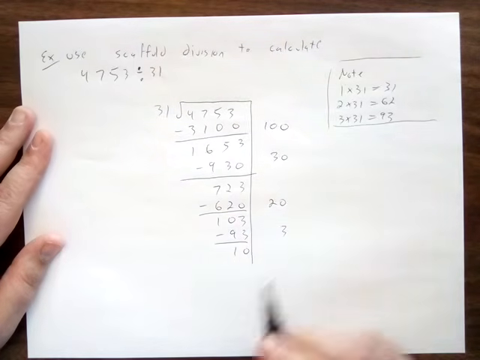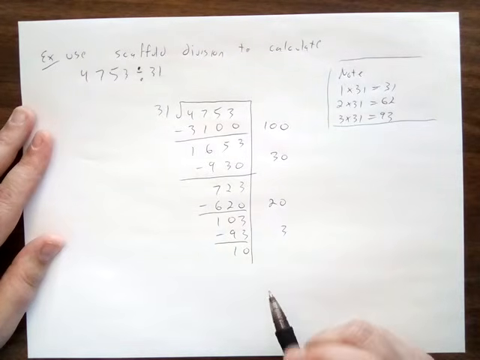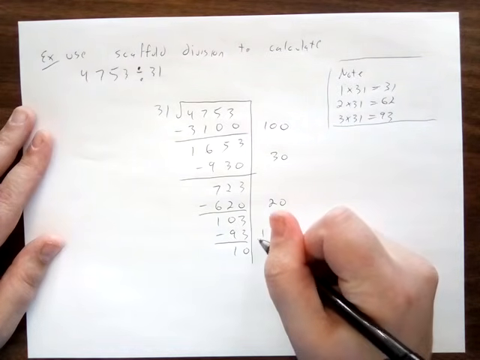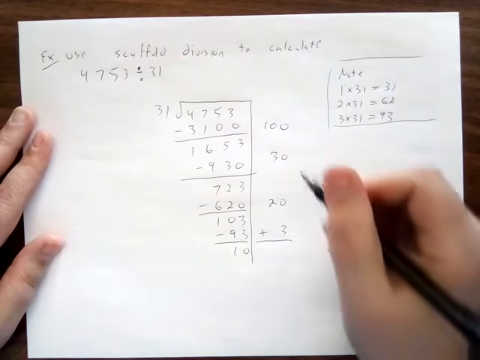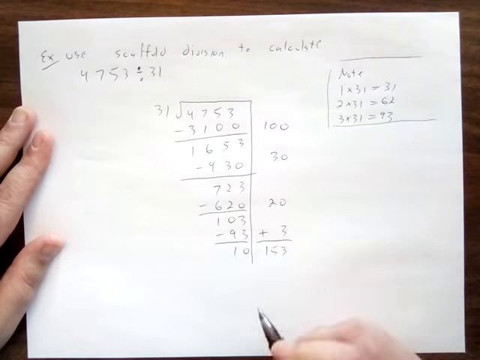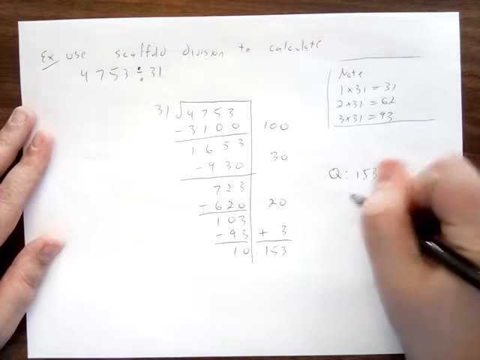If I only have 10 things left, I won't be able to make any groups of 31, so I guess I've finished. And so now the sum of all of the groups of 31 that I've removed, that will be my quotient, 153, and the amount that's left over, that will be my remainder.